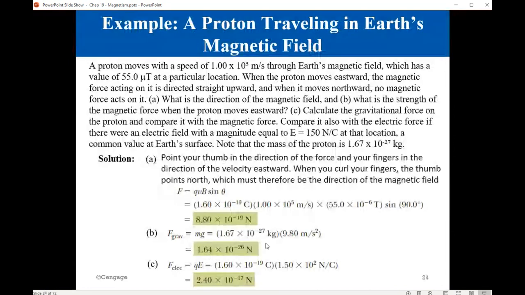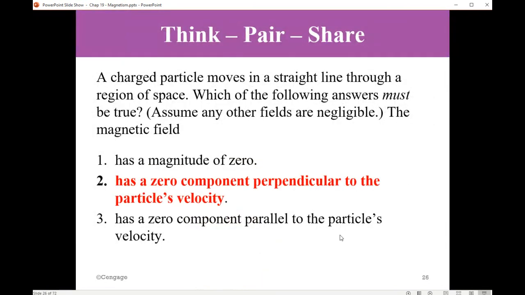We need to apply the formula QVB sine theta to answer this question. So in this case, the right answer is that the magnetic field has a 0 component perpendicular to the particle's velocity. When that is the case, then the force is 0. When the force is 0, the charged particle will continue moving in a straight line because there is no external force acting on it.